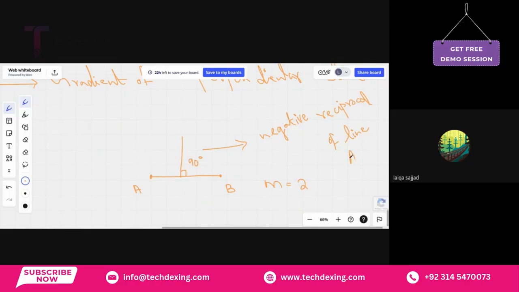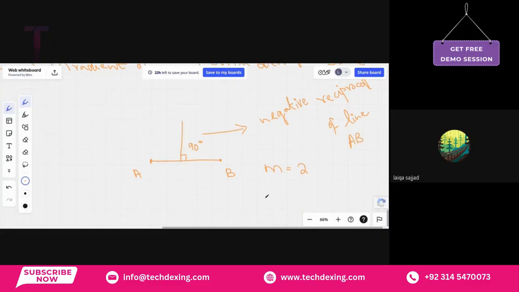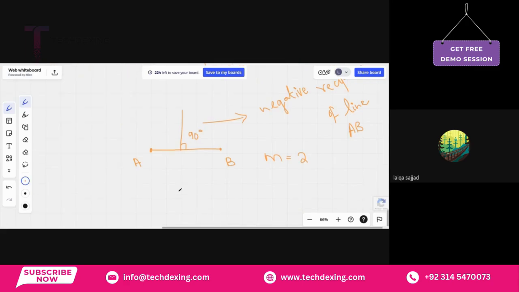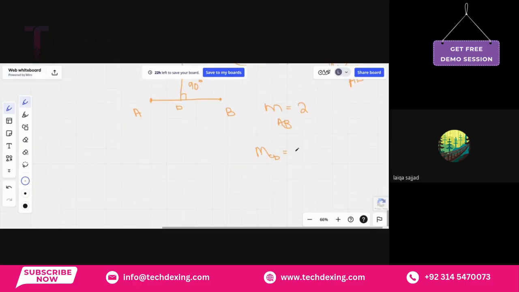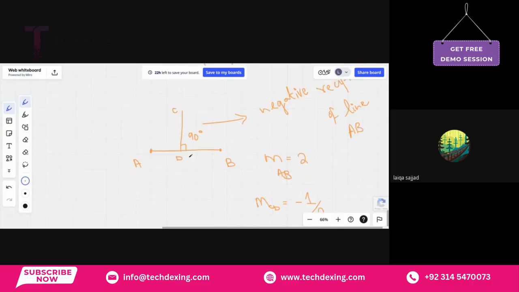It will be the negative reciprocal of line AB. So if line AB had the gradient m, for example, I name it as CD. So if AB has the gradient 2, line CD will have the gradient, the negative reciprocal of it. If it was 2, the negative reciprocal of 2 will become -1/2. So you don't even need to calculate it.